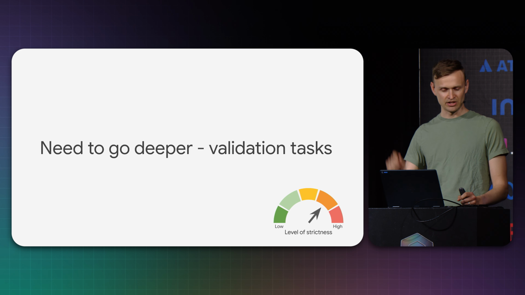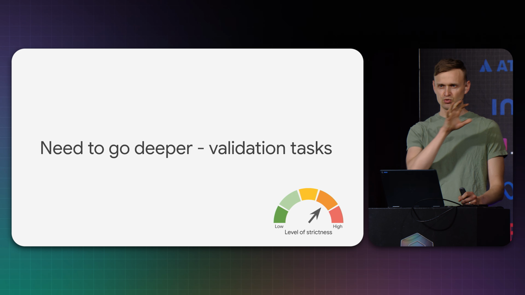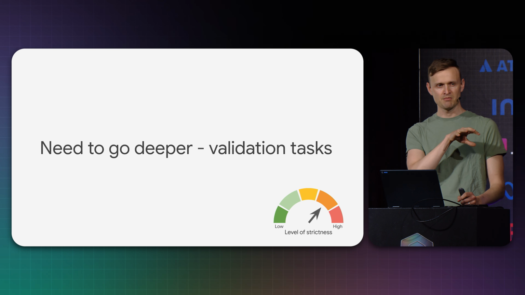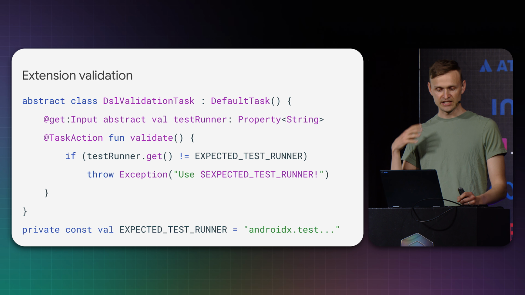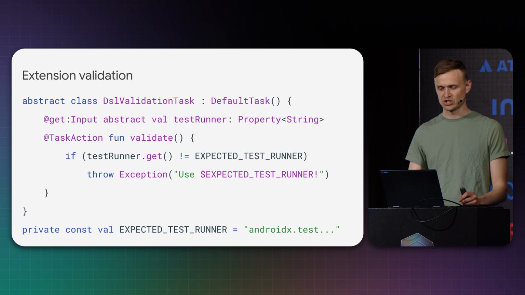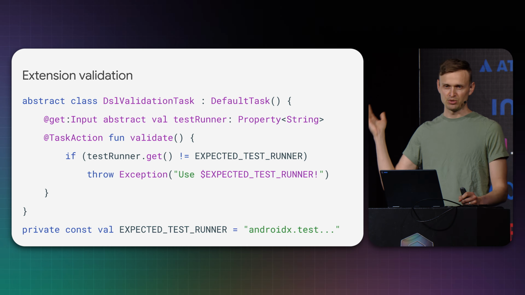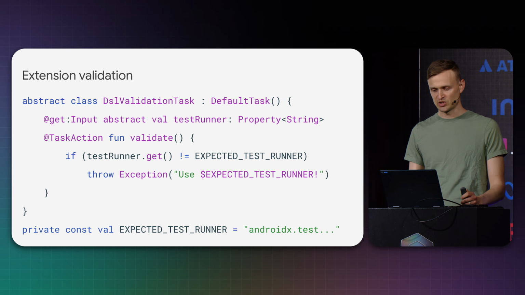For that, we are cranking into a medium-high category of strictness, and we need to essentially create validation tasks. So instead of doing this enforcement at configuration time, we can do it during task execution. An example of this: we could write a task that enforces a test runner used for your projects that are Android projects. All you need to do is create a pretty basic task. It has a property that's a string, and then you can assert that that string is exactly the value you expect. So, pretty simple task here.